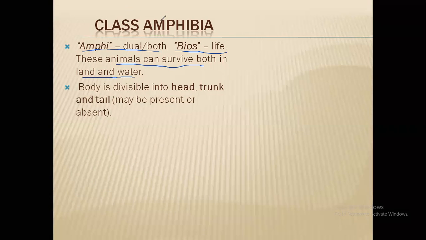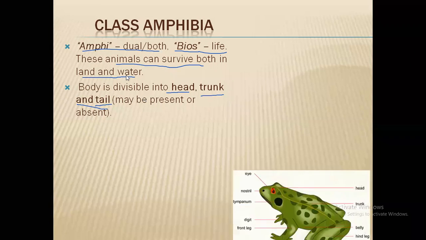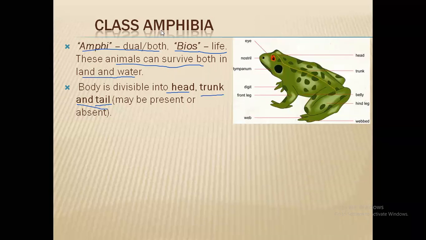Now, if you look at their body, the body is divided into three parts: the head segment, the trunk, and the tail. Body is divisible into three parts: head, trunk, and tail. May be present or absent. यहाँ पे ये may be present or absent, it is said for the tail. तो आप लोग देखोगे कुछ amphibians होते हैं जिसका tail होता है तो कुछ का नहीं भी होता. So they might possess a tail or they might not possess a tail. This is a general body feature.